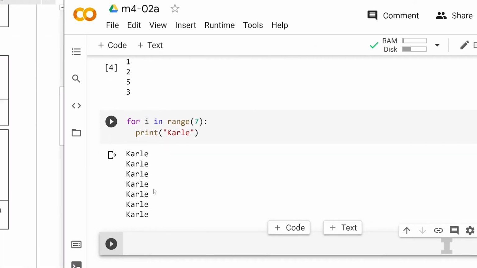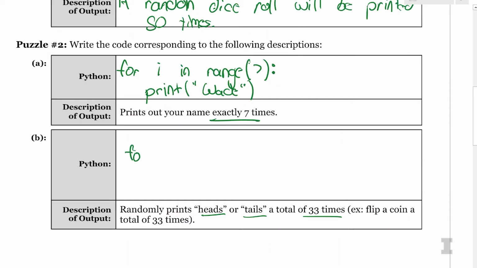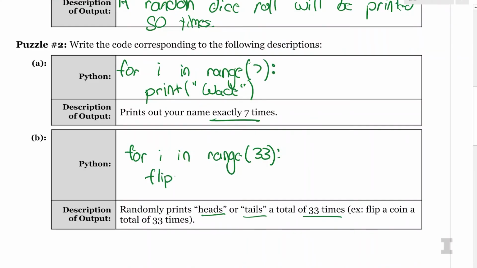Awesome. So for example B, we wanted to randomly print heads or tails a total of 33 times. So basically flip a coin a total of 33 times. This is interesting because we know we want to do something 33 times, so we know the first line of code: for i in range 33. Then I'm going to create a variable called flip to have the results of my coin flip. So flip is equal to, and here we want to use random again because we want to randomly choose between heads and tails.